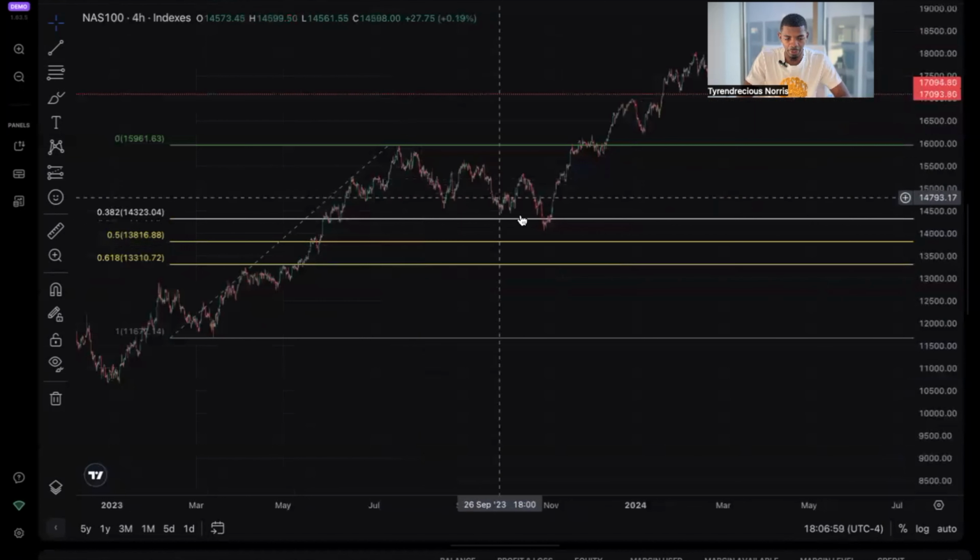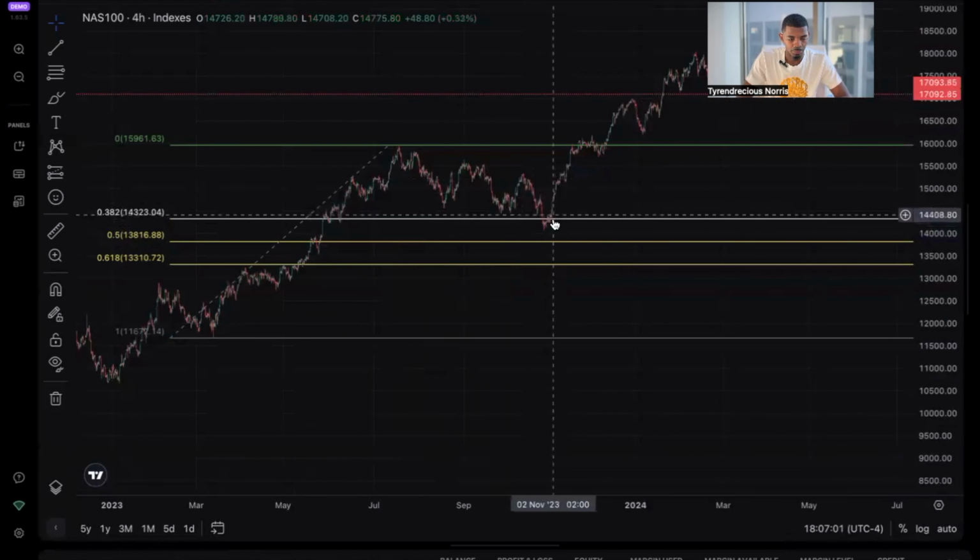So from here, we got our pullback to the 0.382 zone on the Fibonacci.